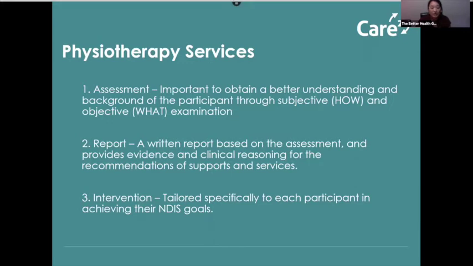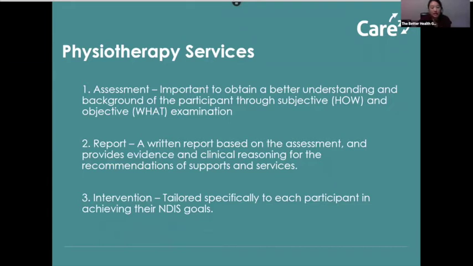Followed by this, the second part of our assessment is a thorough objective examination, more like a physical assessment. This assesses their movements, mobility, function, and tasks. This is the what, which determines what the physio program will include and the focus of the interventions, to ensure we're achieving their NDIS goals. Following this is a written report based on the assessment, which provides the evidence and clinical reasoning for the recommendations of supports and services.